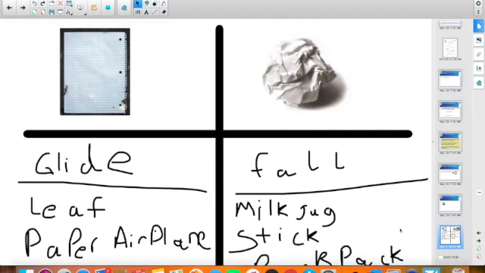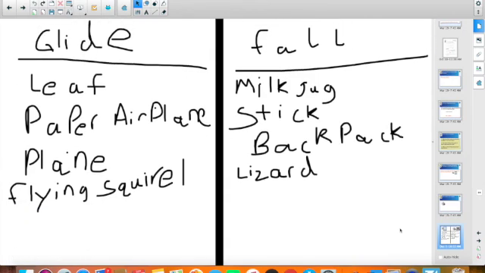Then we got into fall and glide, and I'll explain this. So this is our T-chart that we talked about, things that glide. Sorry about my handwriting. I was trying to use a mouse pad to write. And things that glide are leaf, paper airplane, a plane, flying squirrel. Things that'll fall would be like a milk jug, a stick, a backpack, and a lizard. This one's a little controversial because it depends on the lizard.